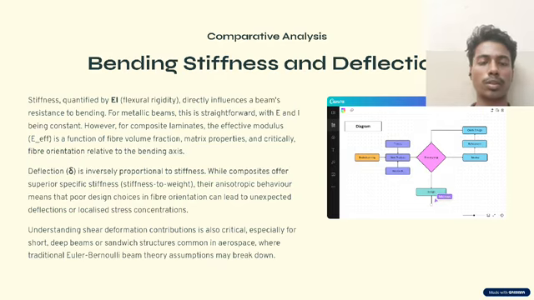Deflection is inversely proportional to stiffness. Composites generally provide better specific stiffness, that is, stiffness relative to weight. But poor design choices cause large deflection or strength issues, which can be dangerous in aerospace structures. It is highly important to consider both bending and shear deformation, especially since sandwich-type composite beams are used in aircraft.